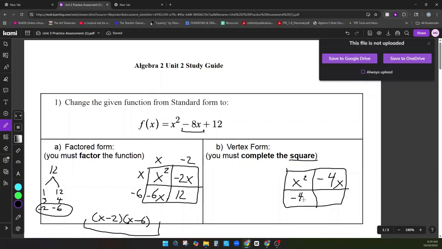and negative 4x. So I split my x's, but now I need to figure out what's missing here. The way that I do that is by multiplying my two values here and here. So negative 4 times negative 4 gives me positive 16, and I have found the value that I need in order to complete my square. So this is the value that I need.